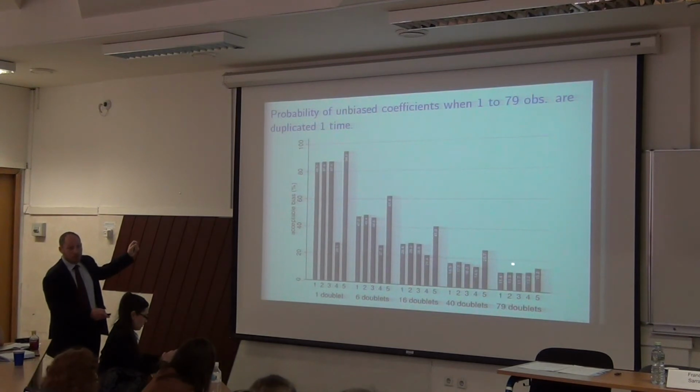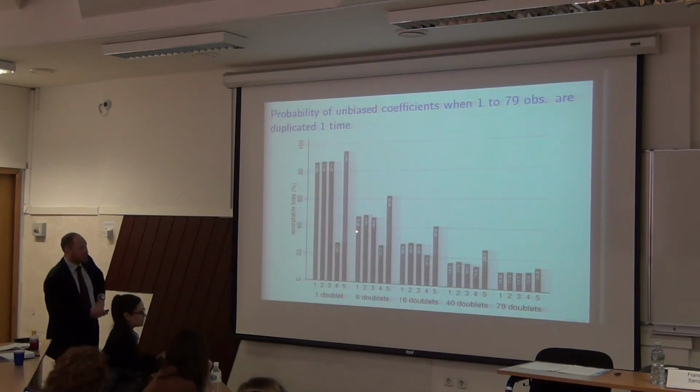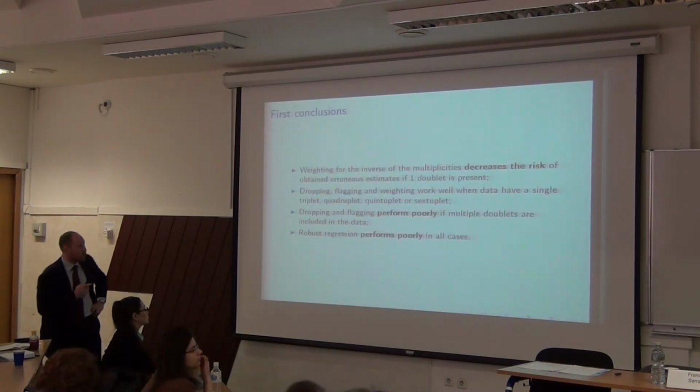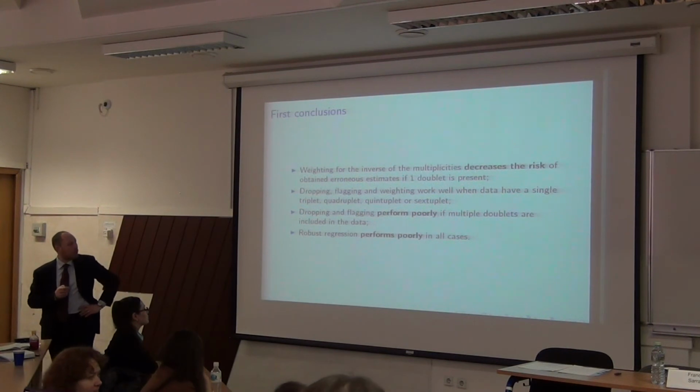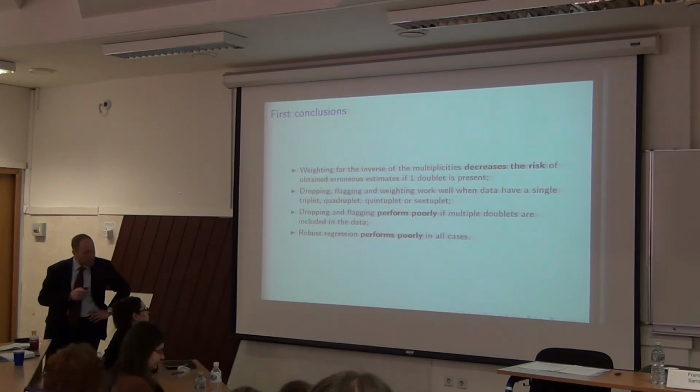Although the news is not so good, because with 79 doublets, you have 15.2% chances of getting the good result, which is really not acceptable. The other solutions more or less work poorer than that. So, weighting by the inverse of the multiplicities decreases the risk of obtaining erroneous estimates if one duplicate is present.